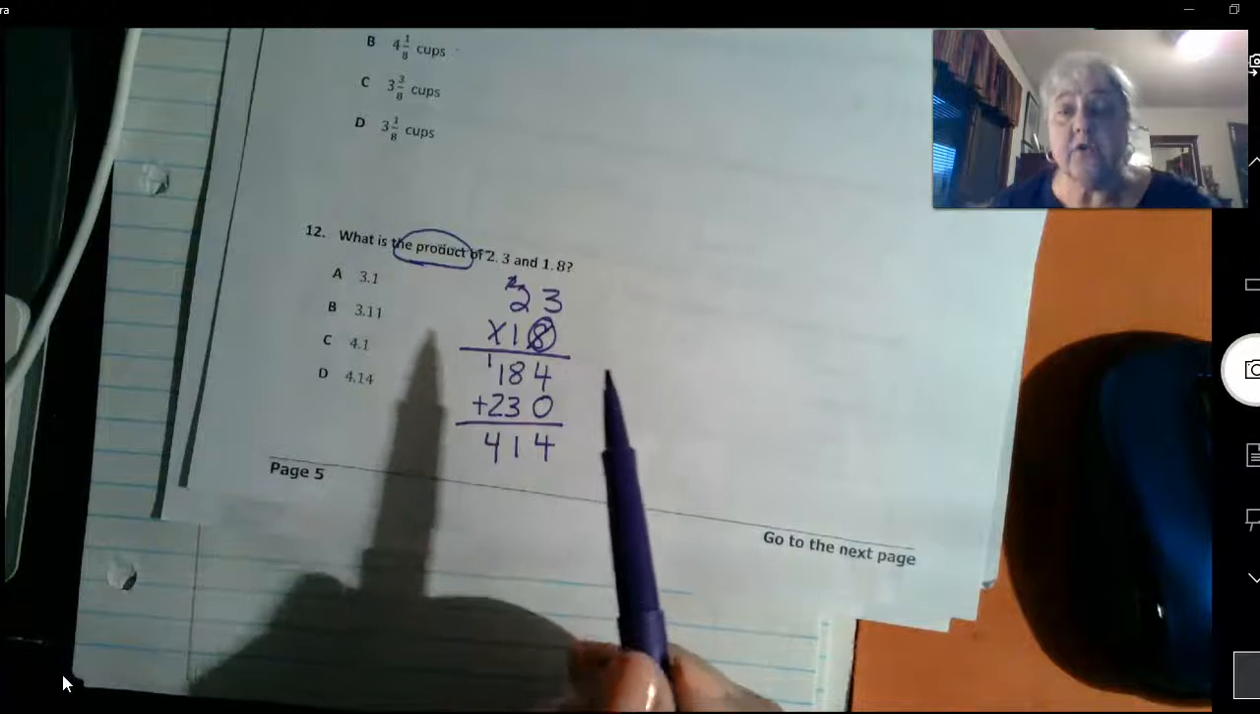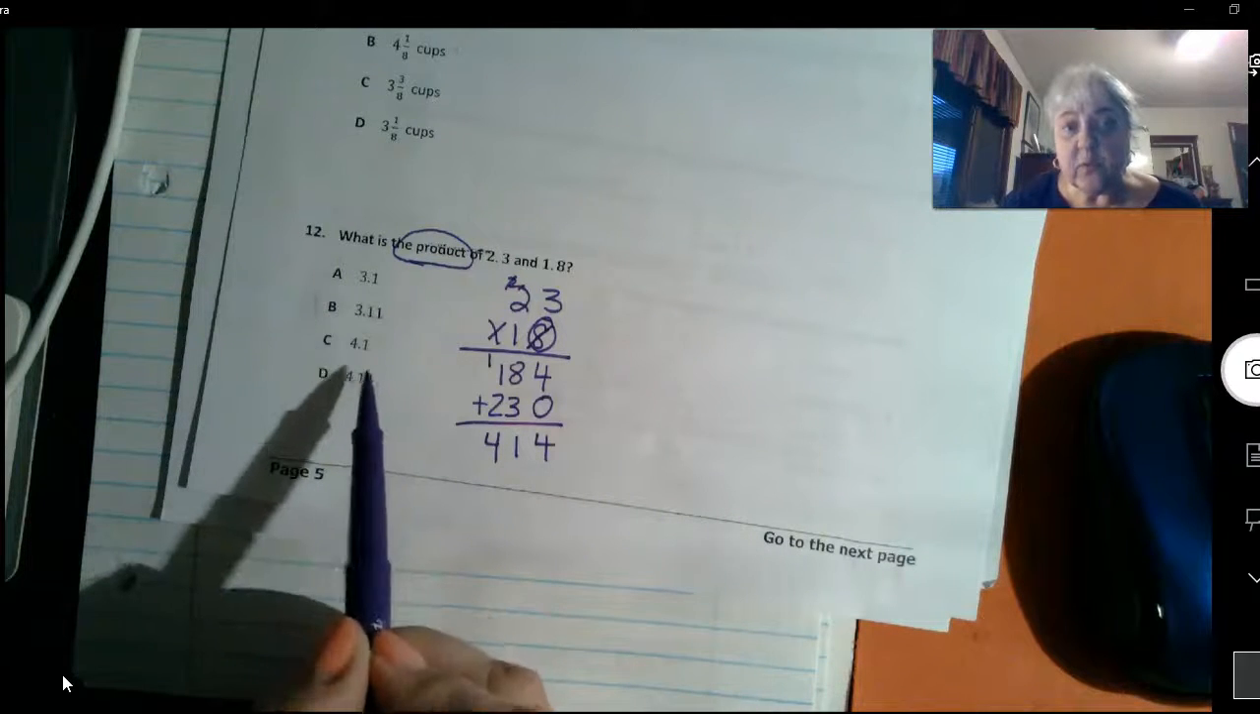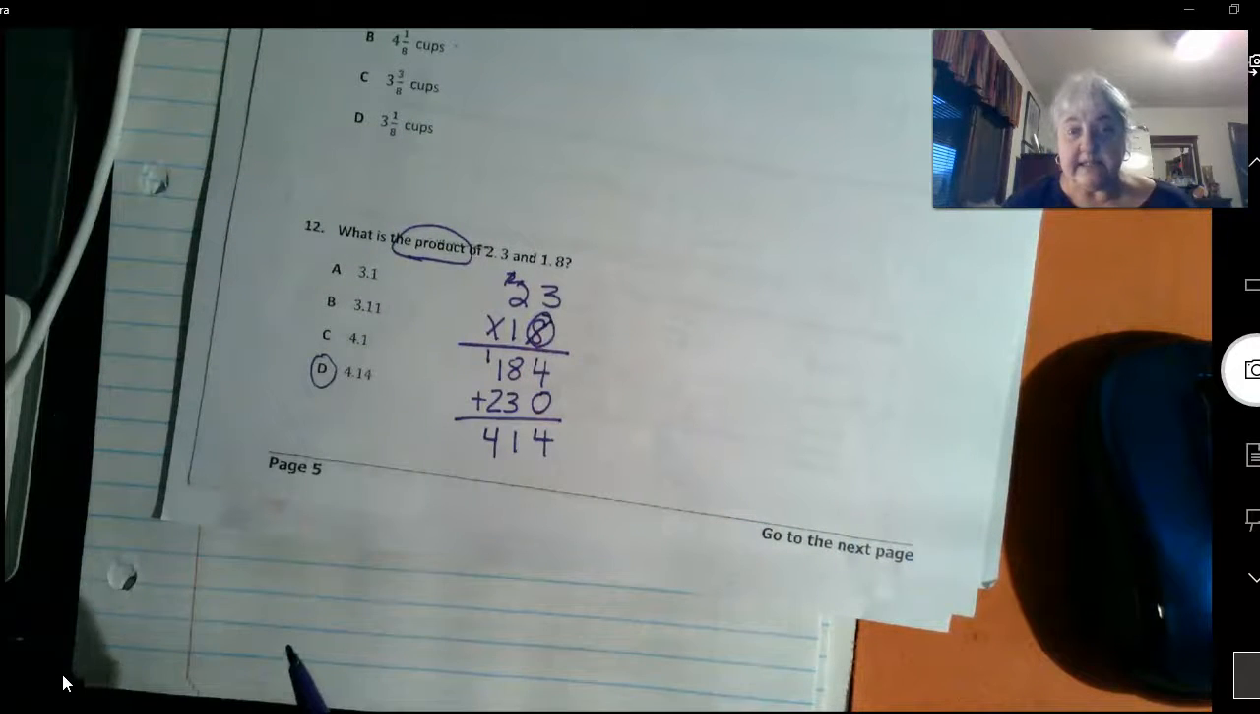Even though I haven't taught you yet what to do with that decimal point, you can look over here and see there's only one answer that has the 4, the 1, and the 4. So it would have been D.